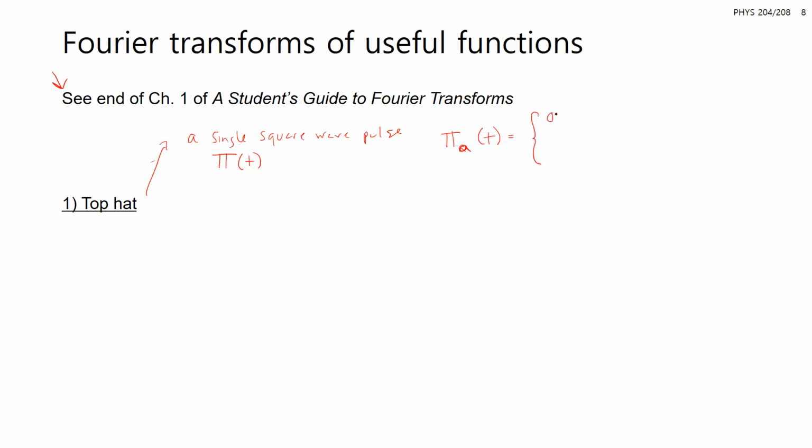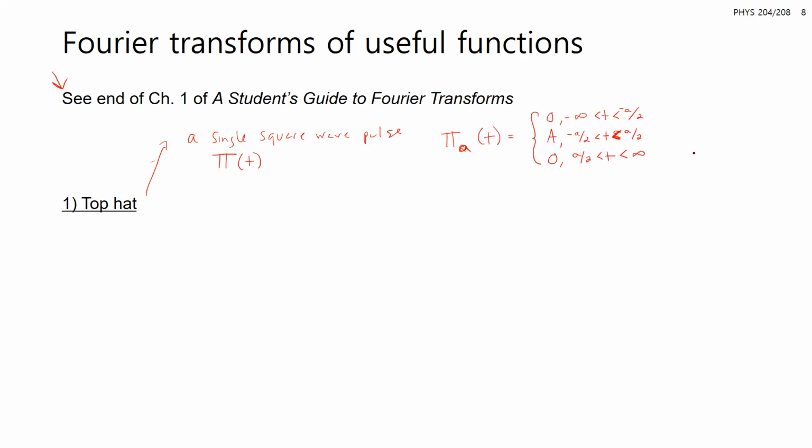It's going to equal 0 from negative infinity to negative a over 2, where a is the pulse width. It's going to have an amplitude of capital A from negative lowercase a over 2 to positive a over 2. And then it's going to be equal to 0 for values greater than that, all the way to infinity.